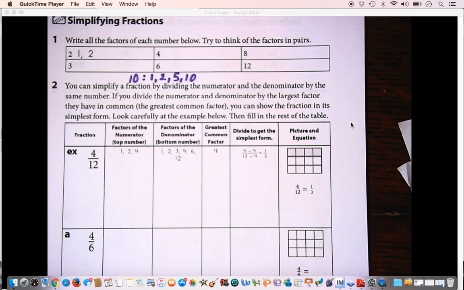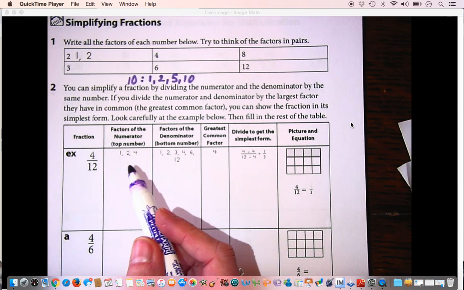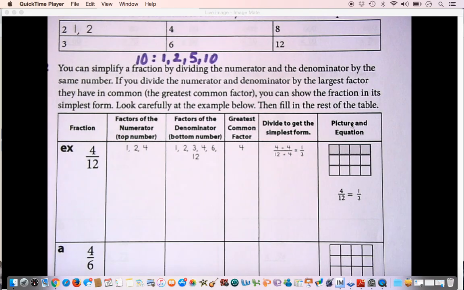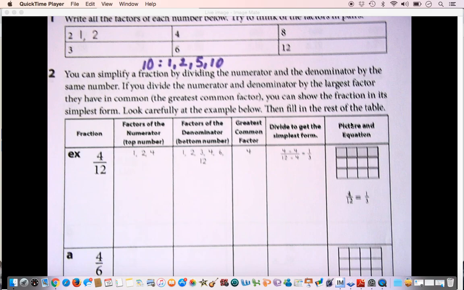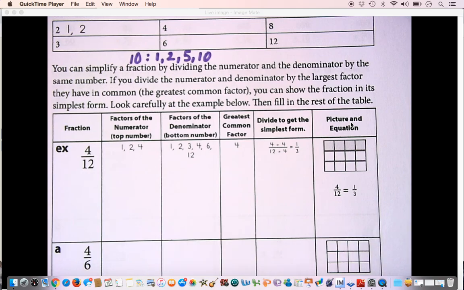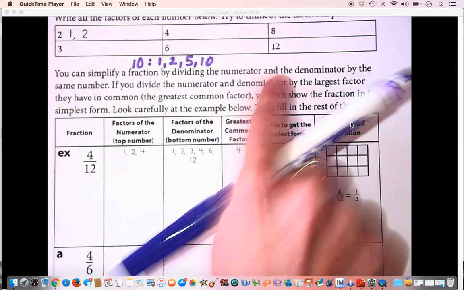Now, for number 2, it says you can simplify a fraction by dividing the numerator and the denominator by the same number. If you divide the numerator and the denominator by the largest factor they have in common, which is called the greatest common factor, you can show the fraction in its simplest form. Look carefully at the example below, then fill in the rest of the table. For the example here, for 4/12, they're looking at the factors of the numerator, and I feel like all these numbers are already listed up here, so we already did some of that work.